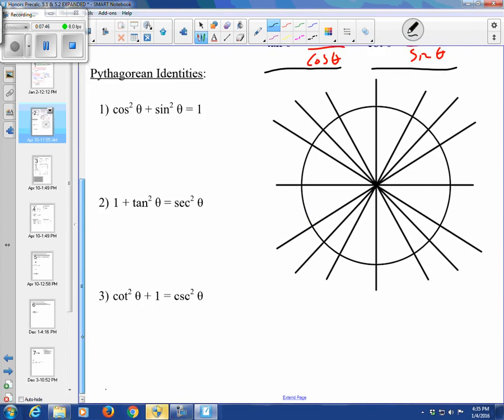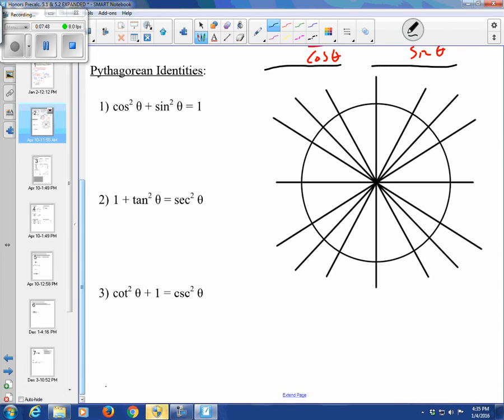Okay, so let's look at the Pythagorean identities. The Pythagorean identities come from us looking at reference triangles on the unit circle. So right here, let's say I've got a reference triangle on the unit circle that comes from some rotation theta.